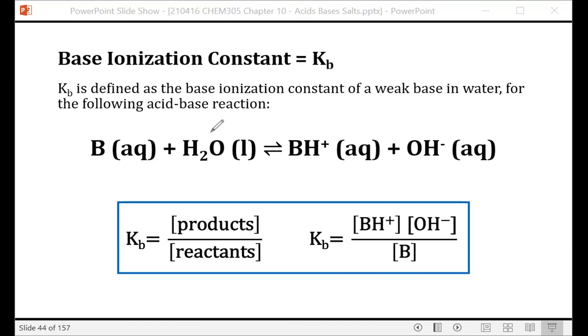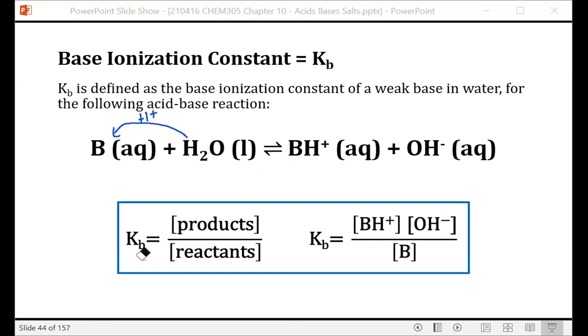Okay, so in a base reaction, you have your base. It's accepting a proton from water. And depending on if it's a strong or a weak base, a strong base is going to accept all of the protons it can from water. And so the reaction will be pushed towards products. And if it's a weak base, it's not going to accept very many protons from water. So the reaction is going to favor the reactant side for a weak base.